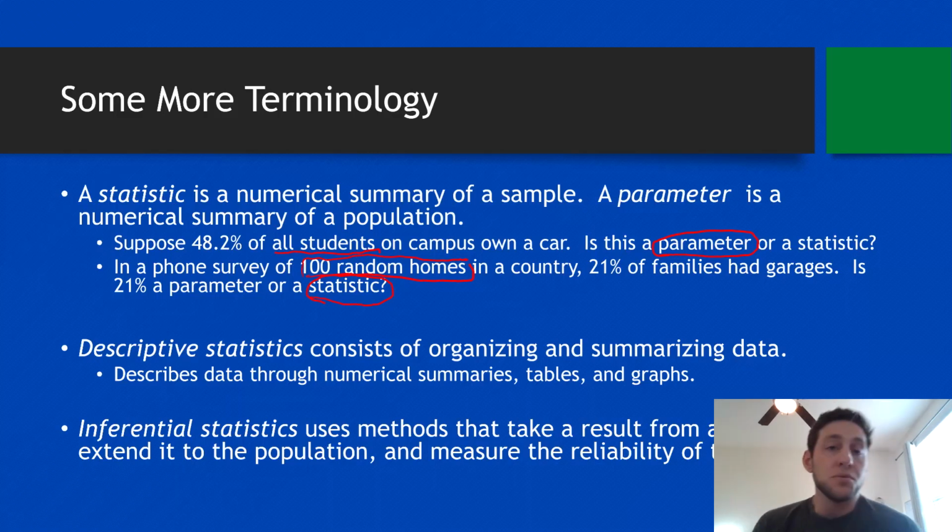Now, this leads us to two more definitions, and this is kind of coming from how we will be doing statistics, so more on that in a bit. The first would be descriptive statistics, which will just consist of organizing and summarizing data. So, as I say here, it describes data through numerical summaries, tables, and graphs. So, these are just stats that describe something. And they're stats that you typically just gather.